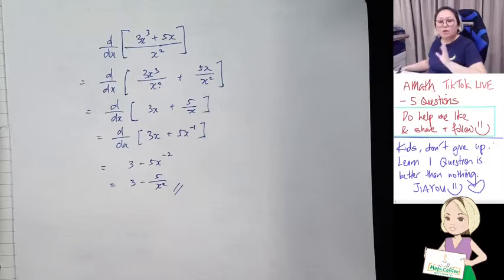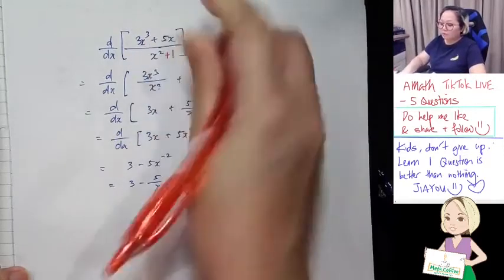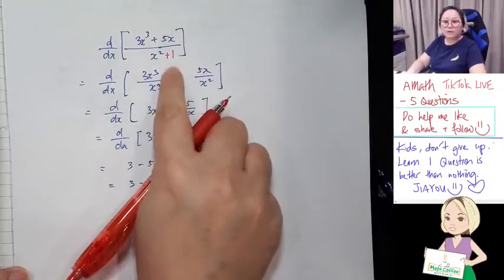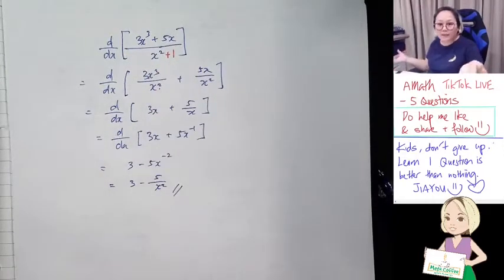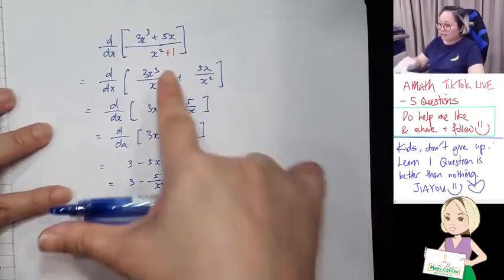Okay, you only use quotient rule if, let's say, my denominator has an additional thing here. When you have x squared plus 1 as denominator, then I cannot split. And when I cannot split, then of course I can use quotient rule. Okay? So kids have to take note on this one.